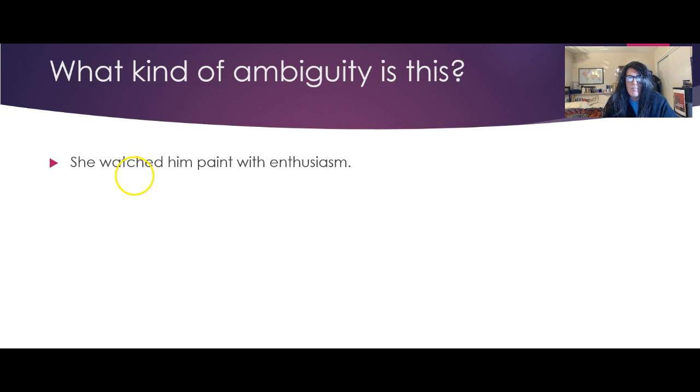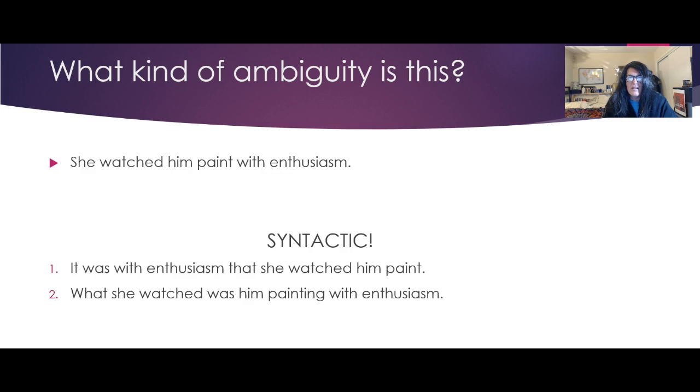She watched him paint with enthusiasm. So is it syntactic, semantic? Is it verbal, or is it grouping ambiguity? If you said that it is syntactic ambiguity, you are correct. And so if you think back to the golden rules, when we encounter any kind of ambiguity, we are required to write at least 2 sentences if we want to disambiguate the original sentence.